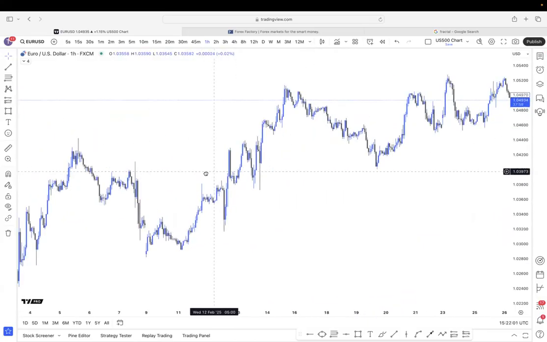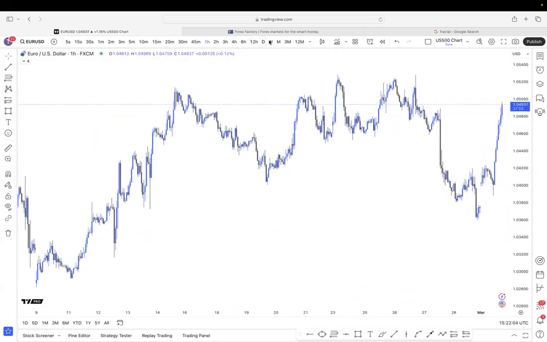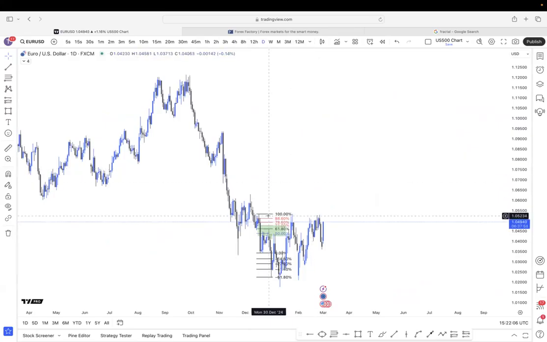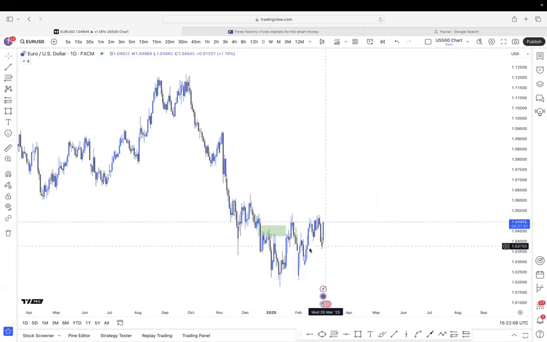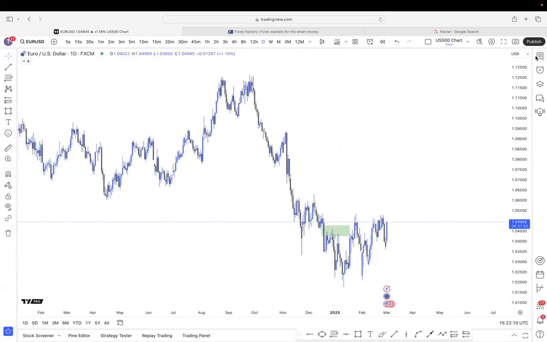This is not to try and trip you up. This is not to try and trick you or anything like that. We just have to try and identify where we're thinking price can kind of go next.